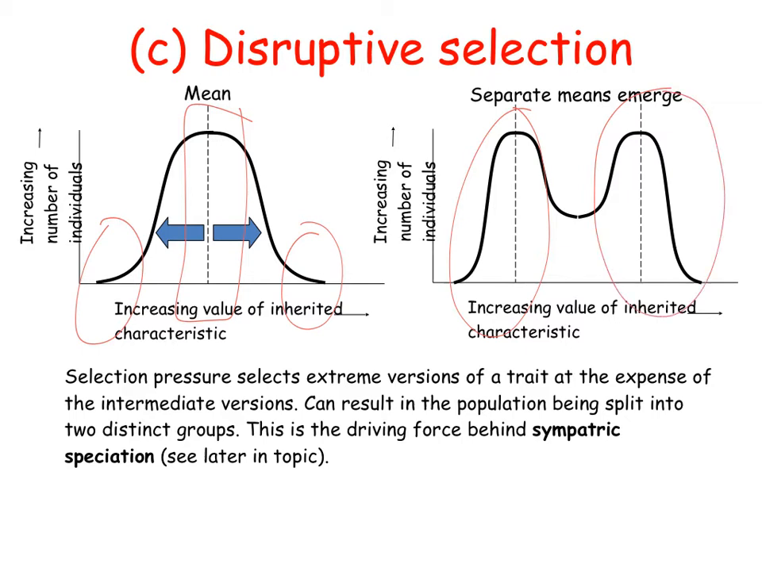We will have a look later at something called sympatric speciation later on in the topic, but it's a driving force behind it. And I'll give a wee example of disruptive selection in a wee moment with some different slides. But you'll see here you end up with a situation where you've got two variants that are doing very well, and this intermediate group are not doing well. So you get a separate mean emerging over here and over at the other side.